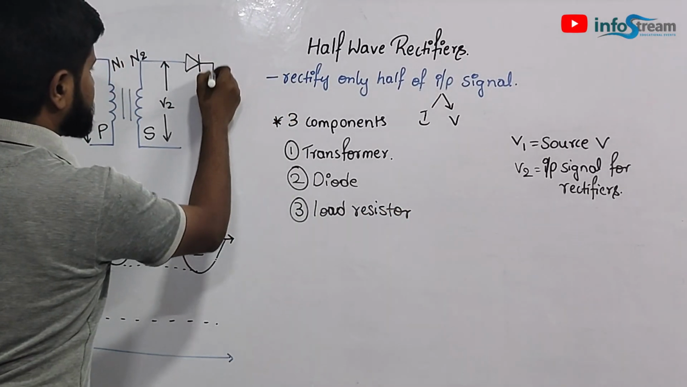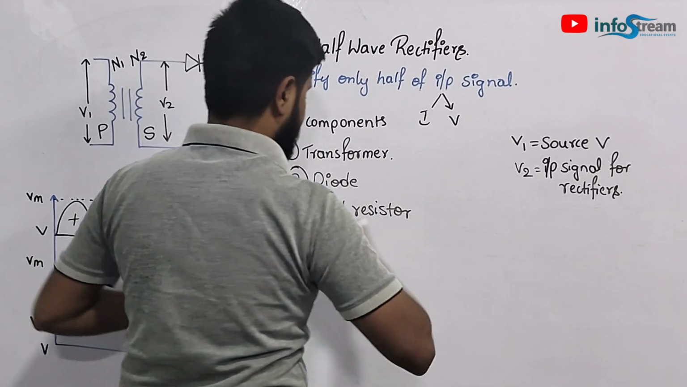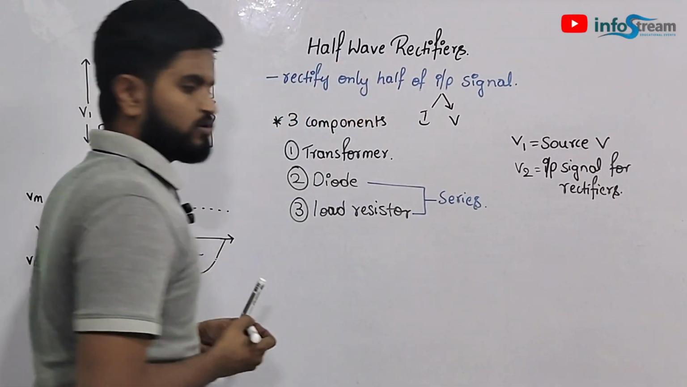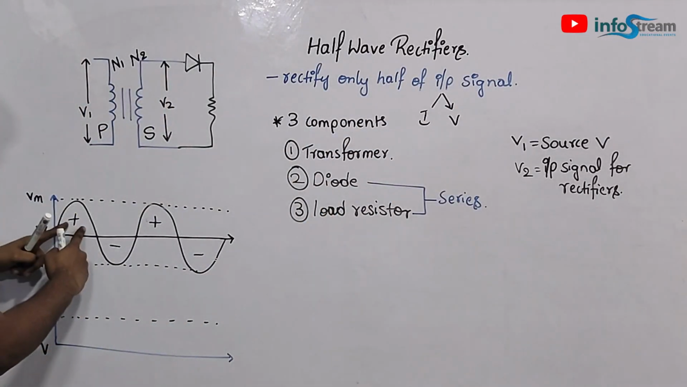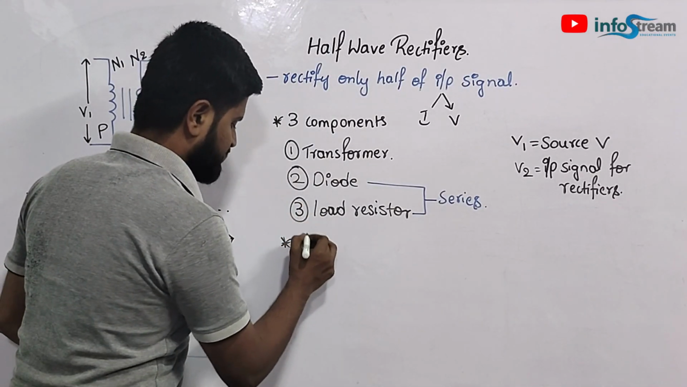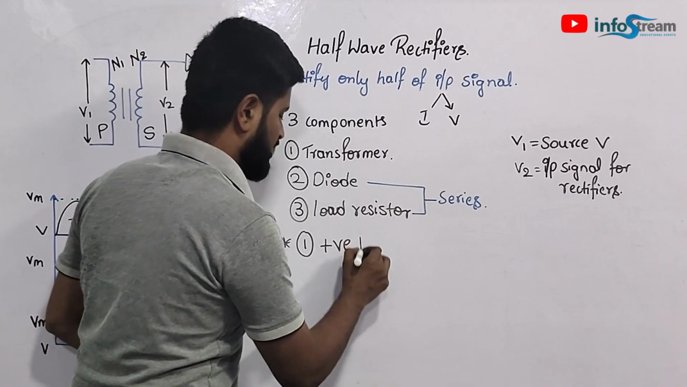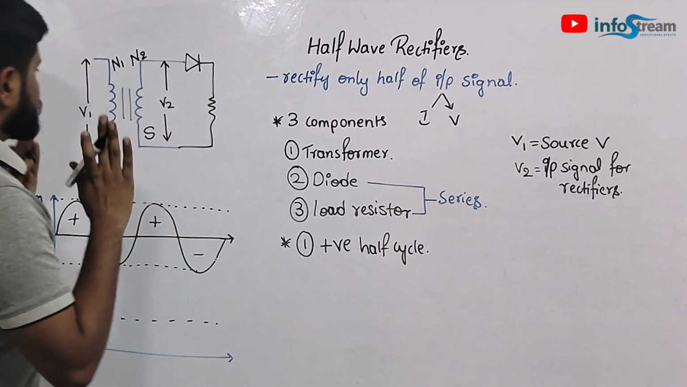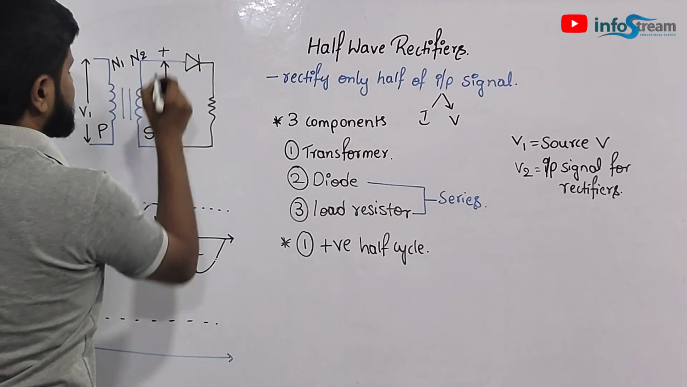Now this load resistor and the diode will be in series with each other. The half wave rectifier works in two conditions, the positive half cycle and the negative half cycle. So let's take the two conditions. The first condition is when the half wave rectifier is in the positive half cycle.